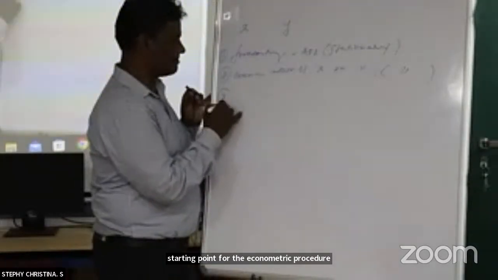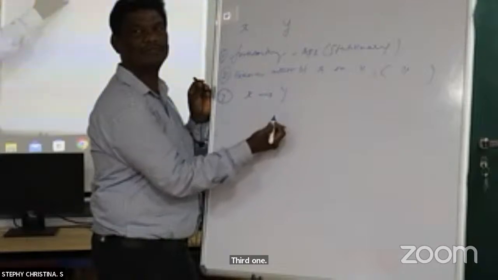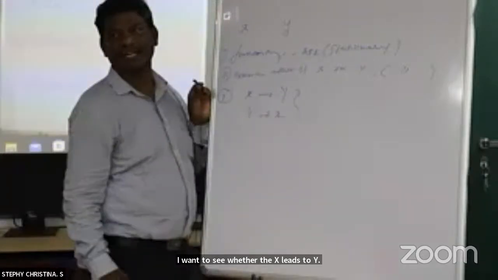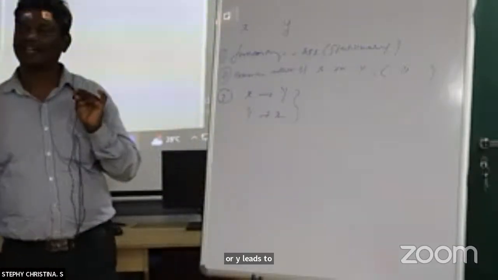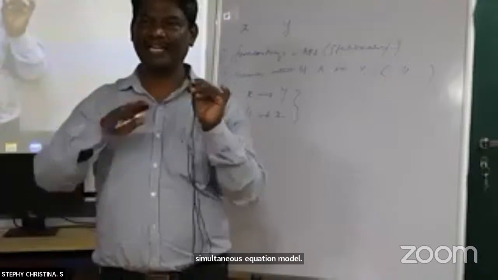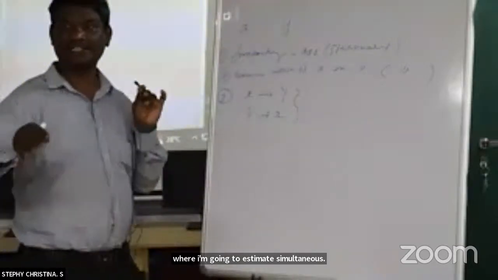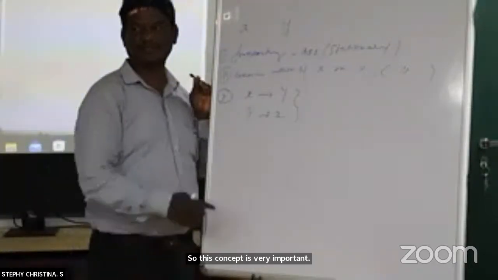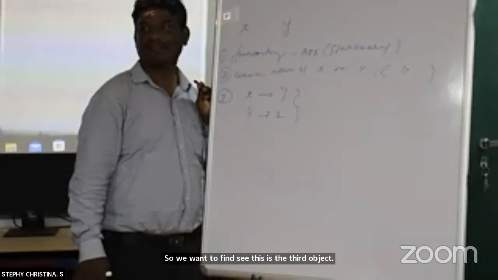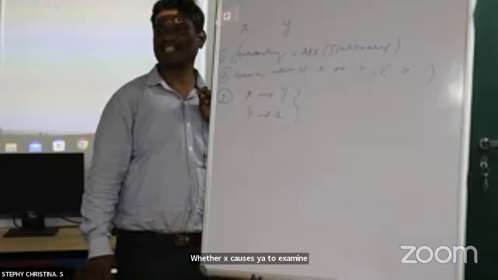Third one, I want to see whether X leads to Y or Y leads to X. The bivariate setup, or we call it a simultaneous equation model, where I'm going to estimate simultaneously. So this concept is very important, so that I can easily estimate the model. The estimation is easy. So this is the third objective, causation: whether X causes Y or Y causes X.